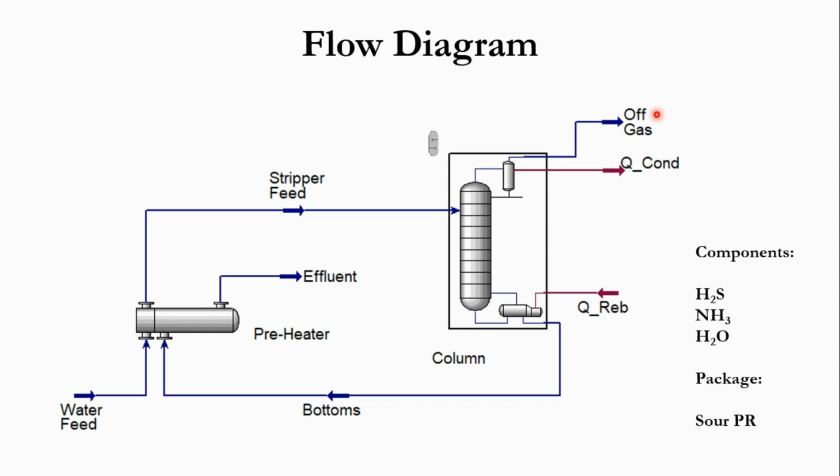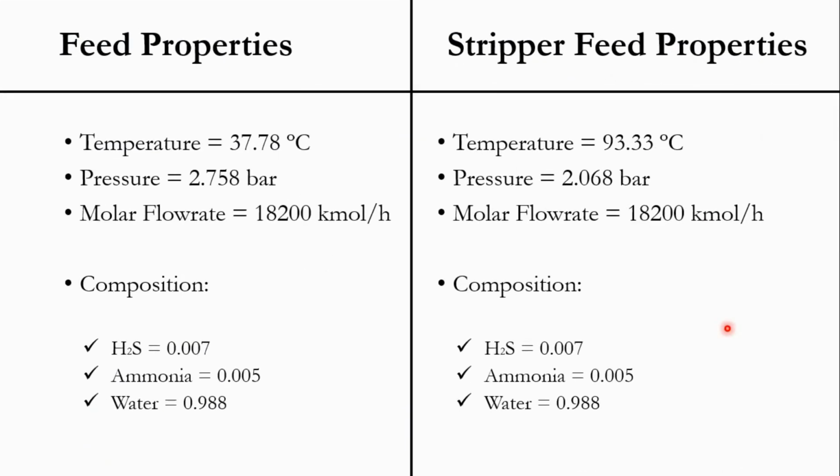We will select the components as H₂S, ammonia, and water, and the property package will be Sour PR. We have been given the feed properties, the initial feed to be fed to the heat exchanger: a temperature of 37.78 degrees centigrade, pressure of 2.758 bar, molar flow rate of 18,200 kmol per hour, and molar composition of H₂S 0.007, ammonia 0.005, water 0.988.